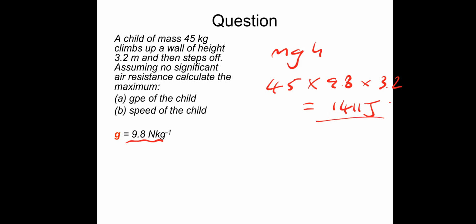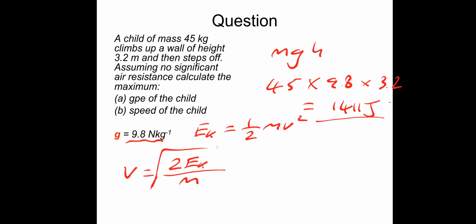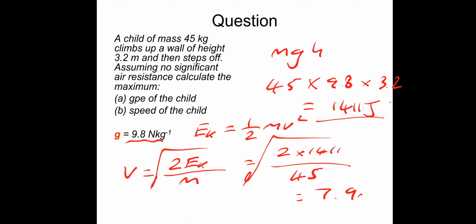Then to get the speed of the child, we've just discussed that the gravitational energy will convert into the kinetic energy. So if we have the kinetic energy equation for part B, half mv squared, use the 1,411 joules as our kinetic energy, and then just rearrange to find v. So v will be 2 times the kinetic energy, divided by the mass, square rooted. So 2 times 1,411, divided by the mass, 45 kilograms, and then square root. And that will give us 7.9 meters per second. That should be pretty straightforward for A-level students. So let's have a look at the next one.